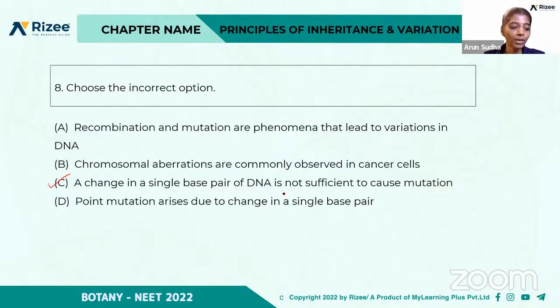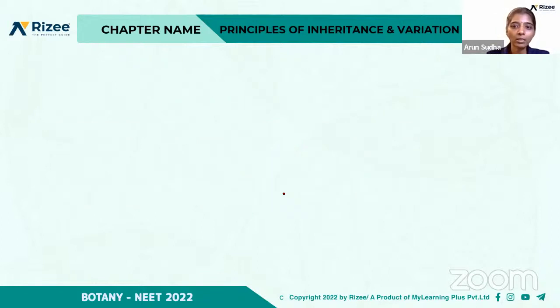So the first question: the nuclear structure observed by Henking in 50% of the insect sperm after spermatogenesis was: option A, polar body; X body; Y chromosome; and nucleolus. So which is the correct option here? The nuclear structure observed by Henking in 50% of the insect sperm after spermatogenesis was polar body, X body, Y chromosome, nucleolus. Yes, it is option B, that is X body.